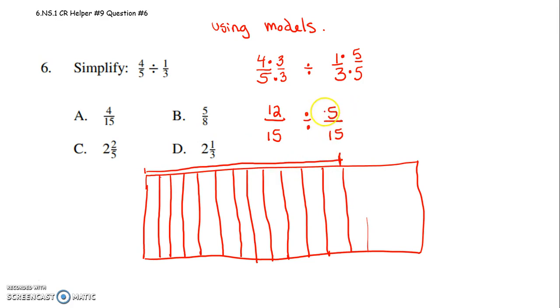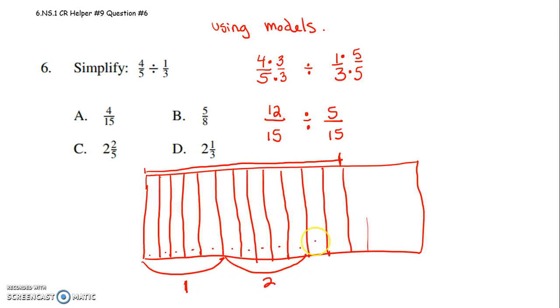And then she says you want to group them by 5s. So out of these 12, how many 5 15ths will fit in there? So she counts over 1, 2, 3, 4, 5. And she says that's 1 whole. 1, 2, 3, 4, 5. And she says that's 2 whole.